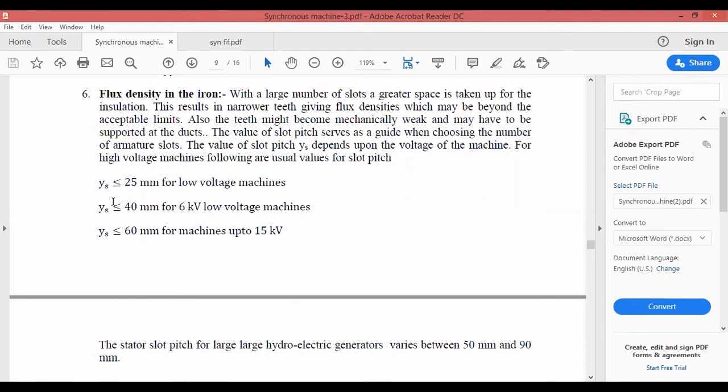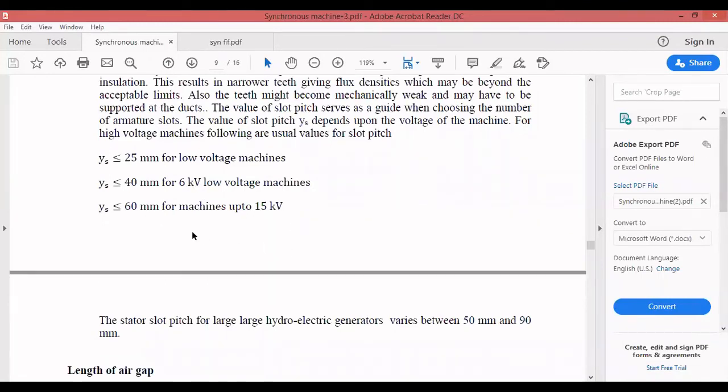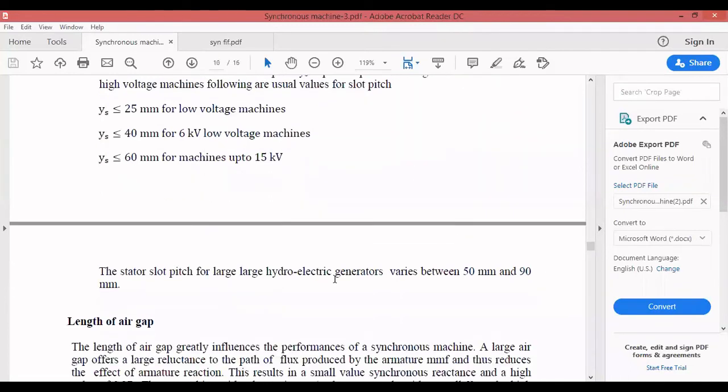Based on this slot pitch, you are going to find out the number of stator slots. For low voltage machines, you have to maintain 25 mm. For medium voltage machines around 6.6 kilovolt, 40 mm, and for high voltage machines you have to maintain around 60 mm. The stator slot pitch for a large hydroelectric generator varies between 50 mm to 90 mm. Okay, this is for large turbo alternators, from 50 mm to 90 mm.